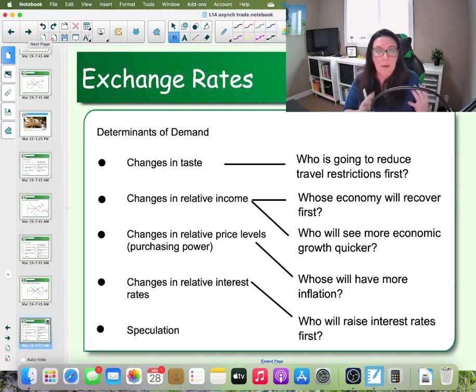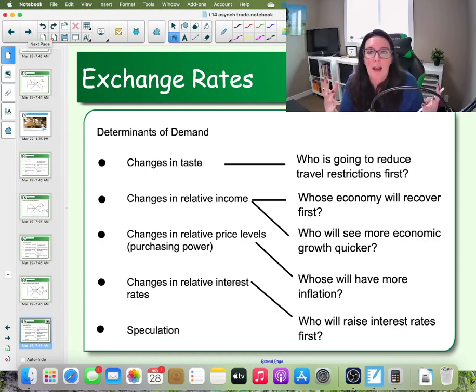All right, so we've talked about tastes and income and tying that to economic growth. We've looked at prices and inflation. We've looked at interest rates. And then, of course, the last determinant of demand is speculation, those who are trying to take advantage of buying low and selling high. So if we look at all these pieces, we can try to predict what's going to happen to the Canadian dollar.